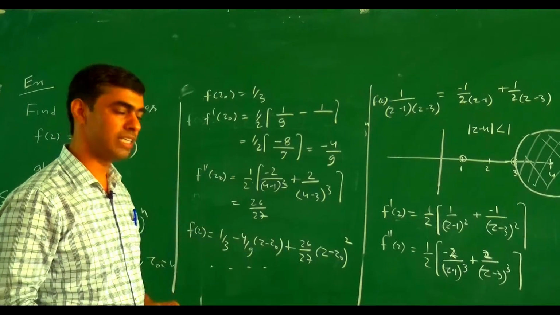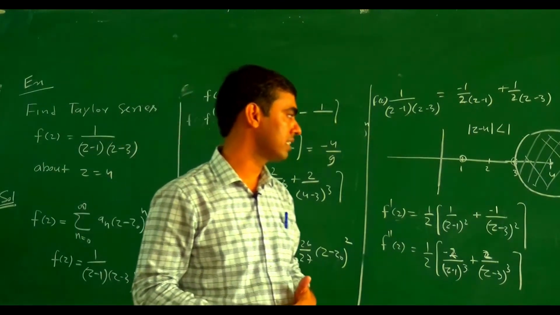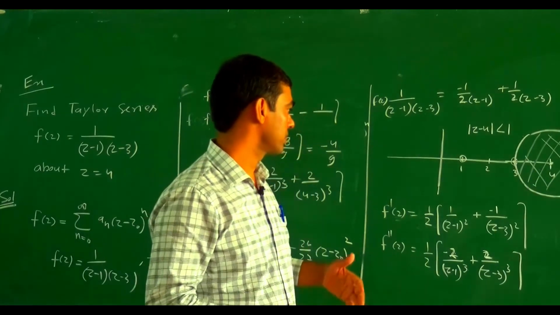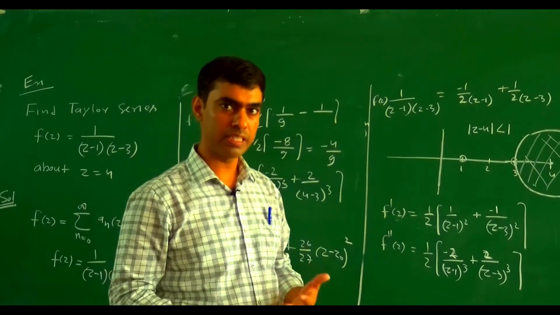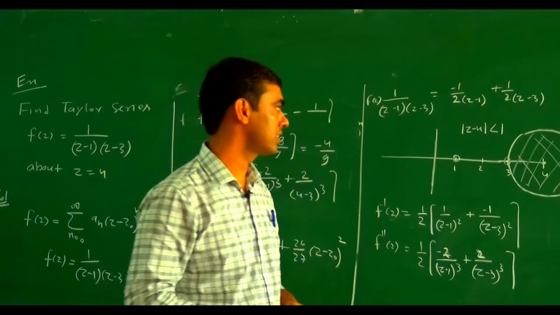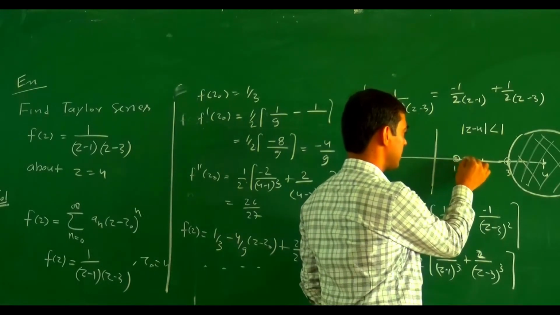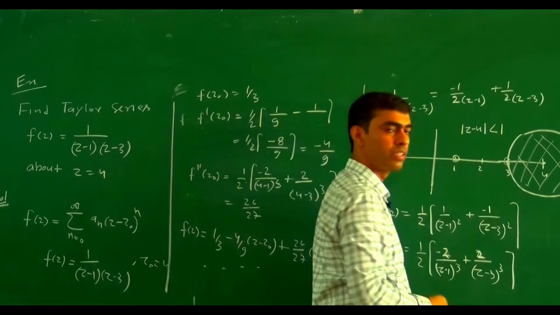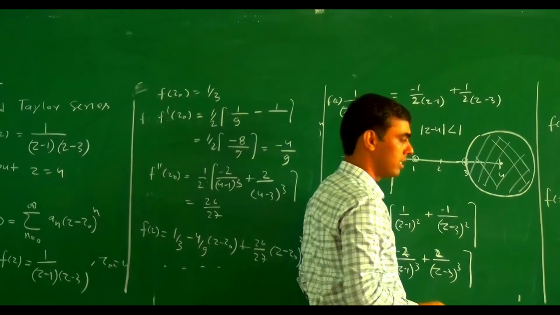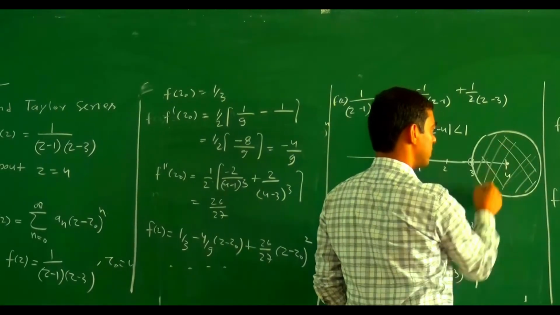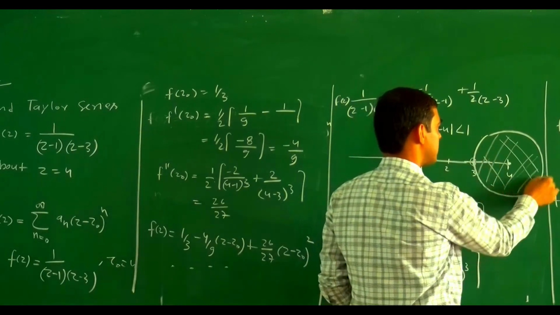So this is a Taylor series expansion: how we find the Taylor series expansion using the derivative, as well as how we find the Taylor series expansion using the binomial expansion. Now, there is a question: what is the region of convergence and what is the radius of convergence? If we closely observe this expression, this function is not analytic at z = 1 and z = 3. And we try to find our Taylor series expansion about z = 4. So here, we search for a region where the function is analytic, with no point where the function is not analytic. So this is the largest region.